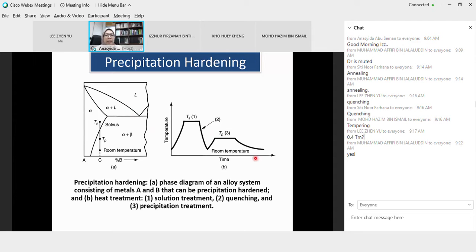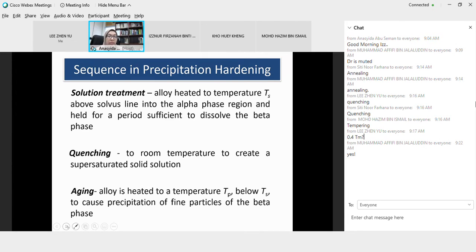So I think you have repeated this many times in the lab dan ada juga dalam kelas. Sampai saya kena repeat juga sebab dia adalah dalam syllabus 441. So this is the process.